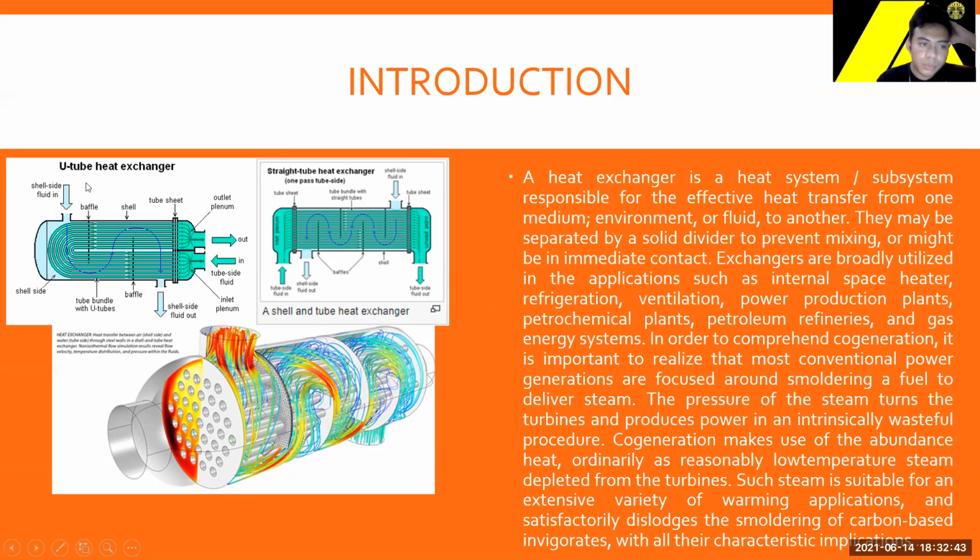This is the U-tube heat exchanger. So the fluid comes in from here, and then this is the tube bundle with U-tubes. This is why it is called U. This is the shell, and this is the tube side. This is the straight tube heat exchanger. So this is the one pass tube side. This is how it looks with a simulation.